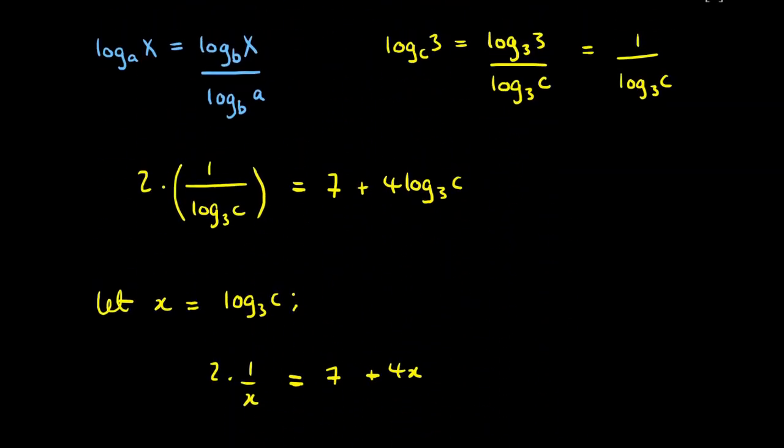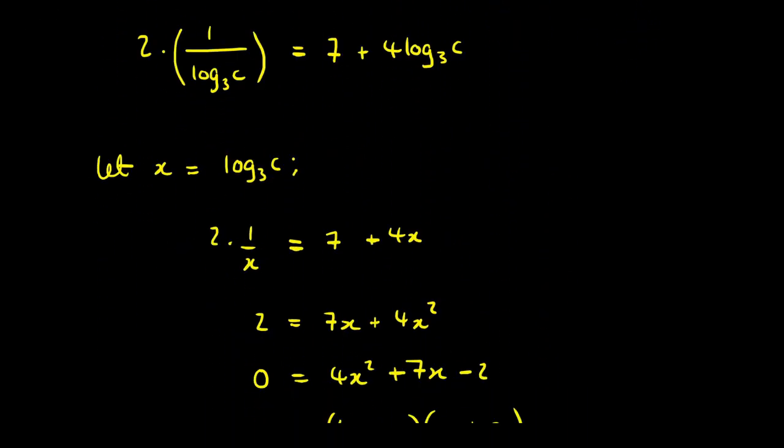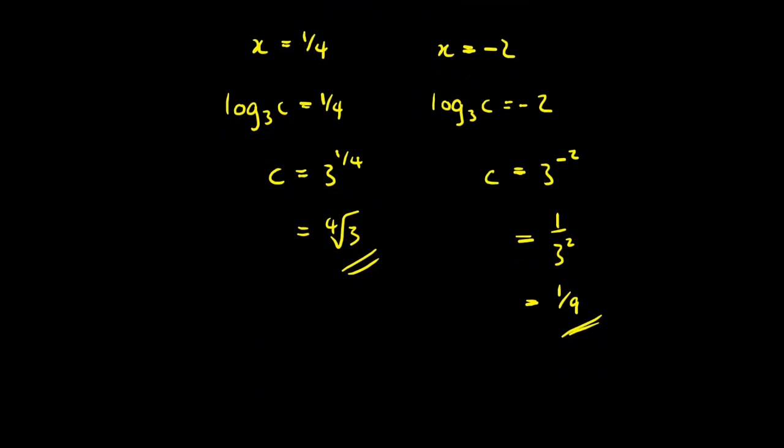Now let me just check the question. I want to give our exam answers in exact form, and I think that's in exact form. I'll just check the mark scheme to see if that is the way they want it. Yeah, 3 to the power of a quarter, or 1 upon 9. In the mark scheme they write 3 to the power of a quarter, but that means the same thing as the fourth root of 3, so I think that should also be fine. And 1 upon 9 is the other solution. Hope that was helpful too.